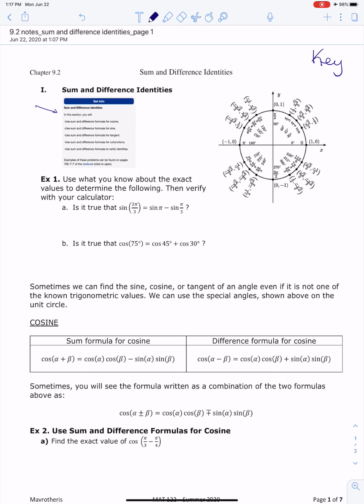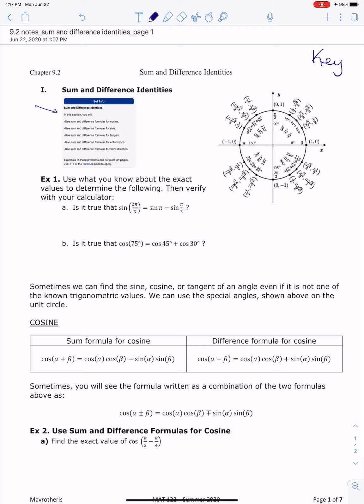And so example 1, we want to use what we know about exact values, if we have them, to determine the following, and then we'll verify with the calculator. So first off, A, is it true that the sine of 2 pi over 3 equals the sine of pi minus the sine of pi over 3? That would make this really easy for us. So let's take a look and see what happens.